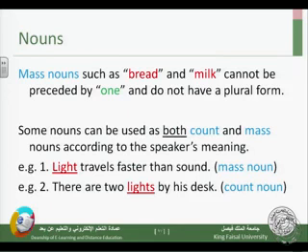In example number 2, there are 2 lights by his desk. Lights here refers to an object. So we have 2 lights, 2 objects that we call lights, and the light here is a count noun. So as we see, light can be a mass noun and it can be a count noun.